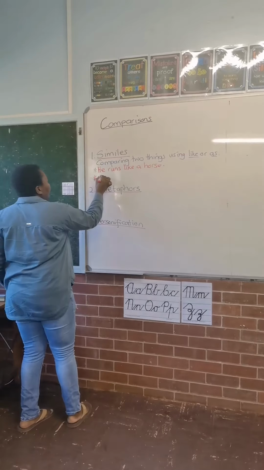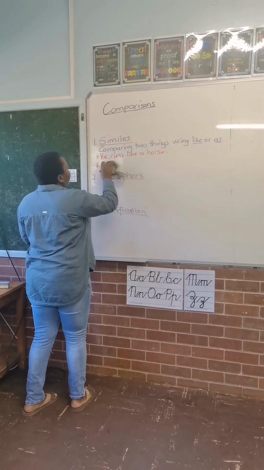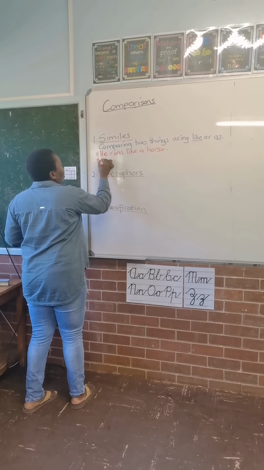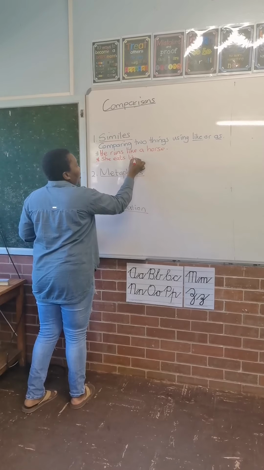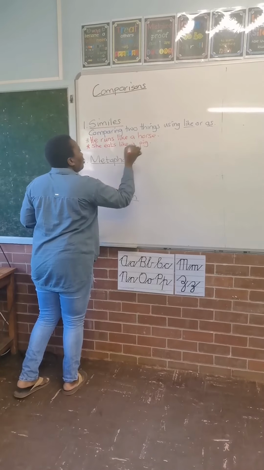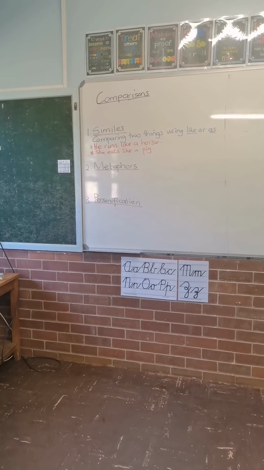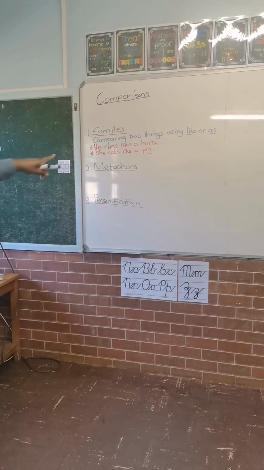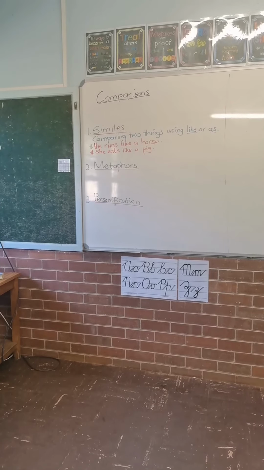Then maybe another example that we can give. We can say, she eats like a pig. Here we are comparing the way she eats to the way a pig eats. She eats like a what? A pig.